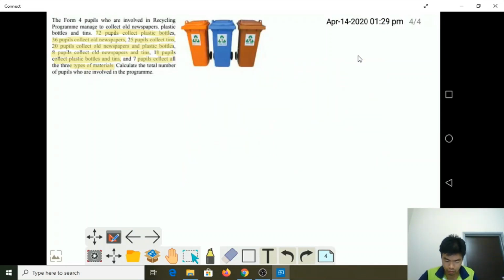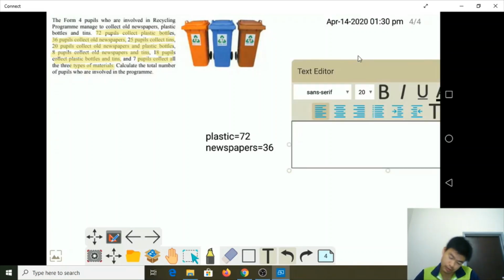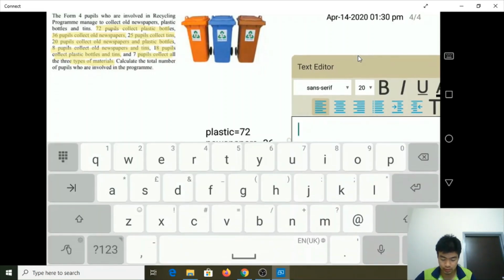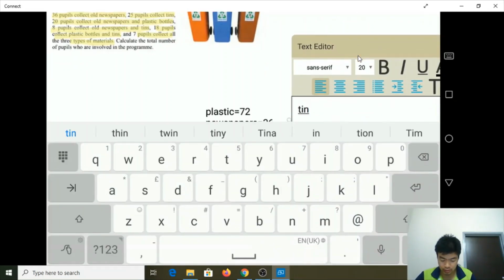Okay, let me quickly read. Here, this one. What else? 25 pupils collect tins, right? Tins is 25.